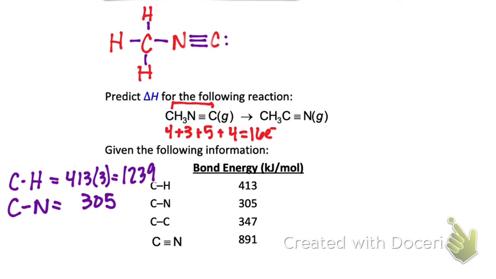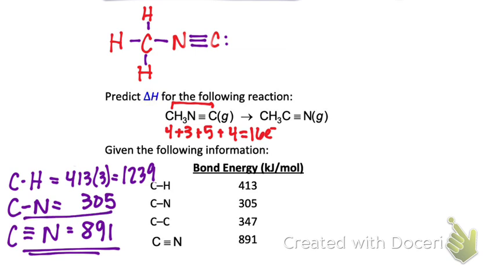What other bonds do we have? CN, but we also have a CC triple. We don't have a CC though. Nope, ignore me. It's listed there because maybe we need it on the product side, but we don't need it right now. Okay, so CN triple gives me an energy of 891. You see how much more energy is required to break that triple bond than to break the single bond? Does that make sense? That should make sense to us that it's going to take more energy to do that.